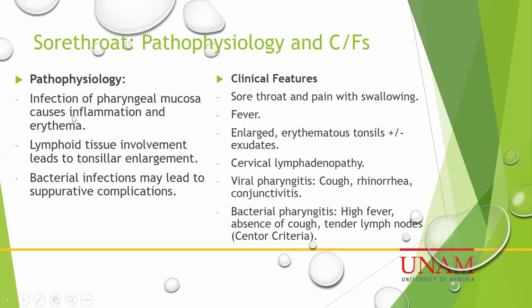So we know the infection. The pathophysiology: there's infection of the pharyngeal mucosa leading to inflammation and erythema. This may lead to lymphocyte involvement, leading to tonsillar enlargement, and bacterial infections may lead to suppurative complications. So you have sore throat and pain with swelling, fever, enlarged and erythematous tonsils and exudates. We have cervical lymphadenopathy. For the viral causes, you can have cough, rhinorrhea, don't forget rhinovirus, and for bacterial pharyngitis, the patient will come down with high fever, absence of cough, and tender lymph nodes.